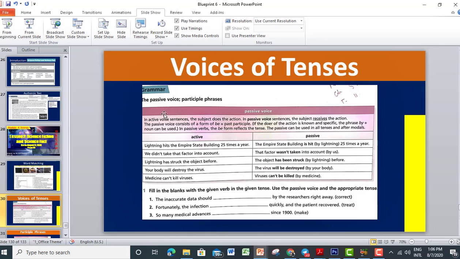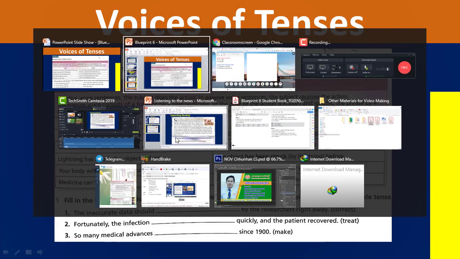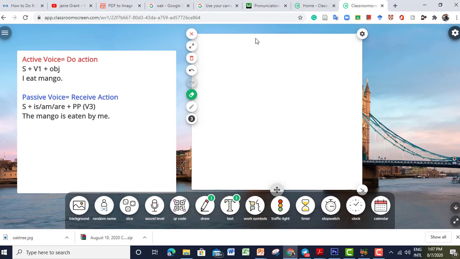So now we move back to our slide here. You see the example. They mentioned that we didn't take that factor into account, and we change it to: that factor wasn't taken into account by us. Lightning has struck the object before. The object has been struck by lightning before. Okay, and now the teacher will give you more detail about some of the forms.